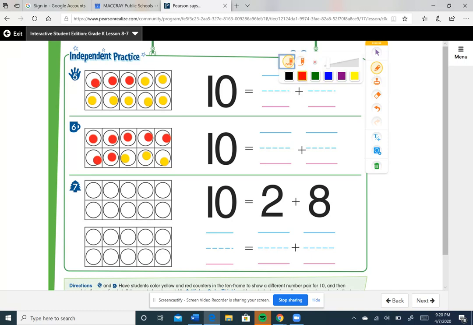How many reds do I have here? 1, 2, 3. How many yellows do I have? 1, 2, 3, 4, 5, 6, 7.